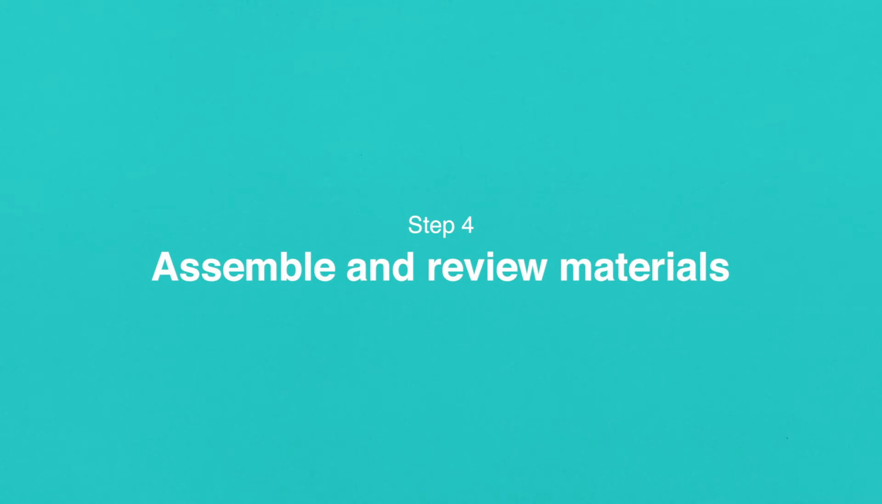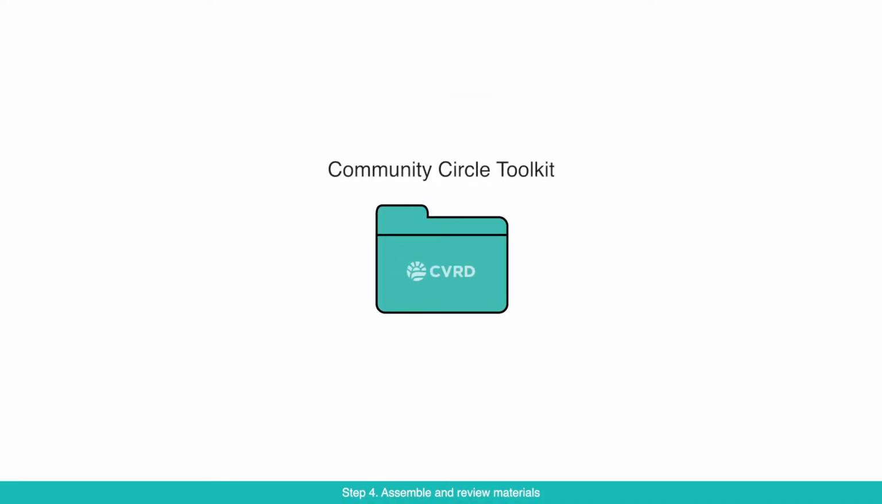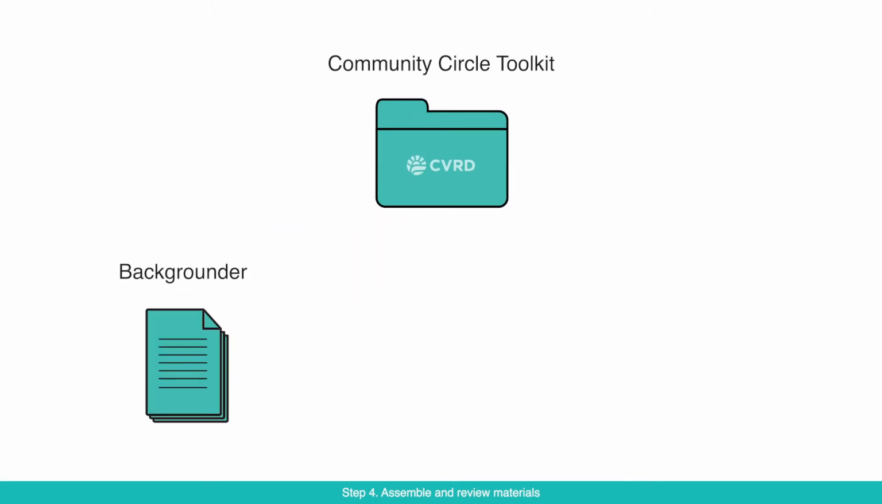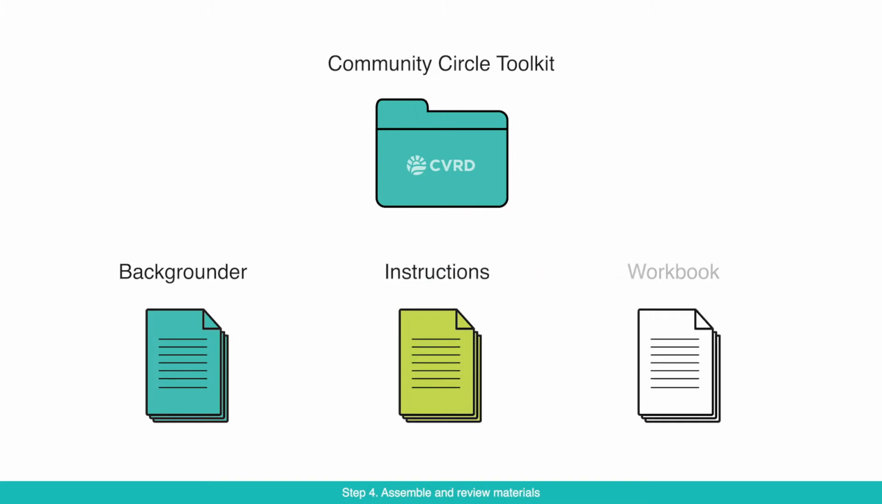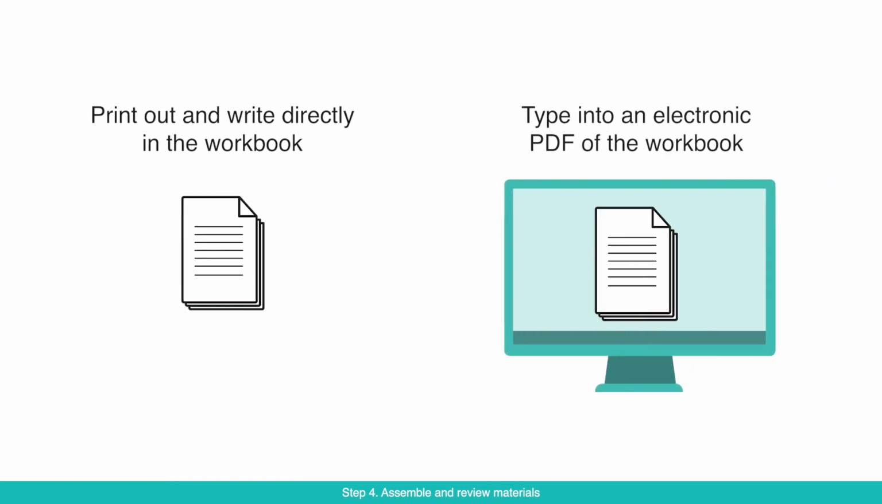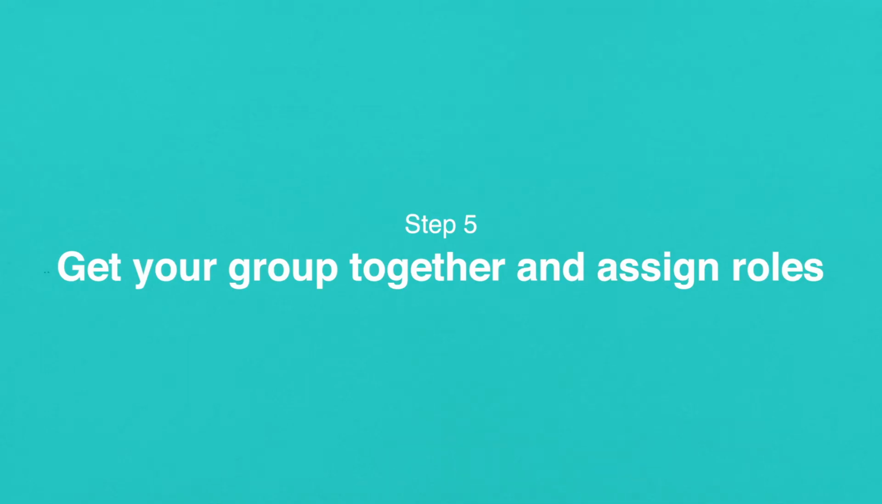Step 4, assemble and review materials. Head to our website and download a community circle toolkit. Inside the toolkit, you'll find a backgrounder on each goal in the Modernized Official Community Plan, instructions for the facilitator, and a workbook to record your group's discussion. You can print out your workbook and write directly in it, or you can type your notes into an electronic PDF version.